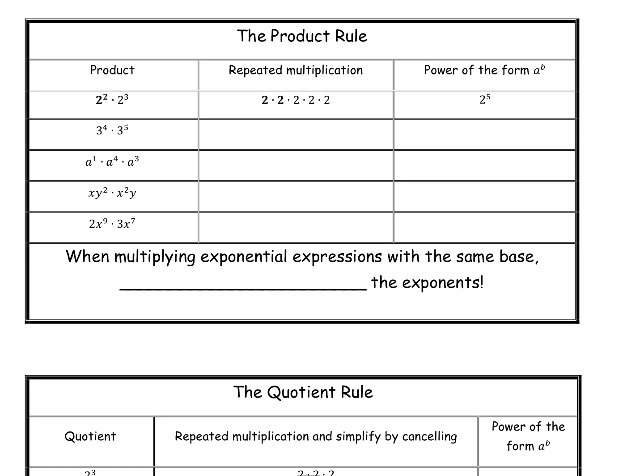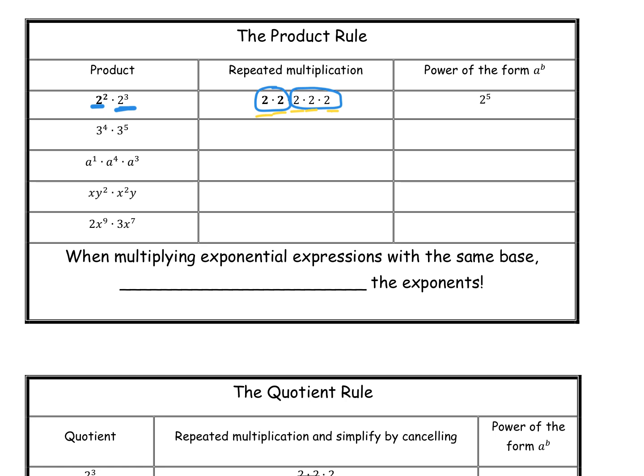So on this first example, we have 2 squared times 2 to the third power. So you can see we've written out 2 squared, 2 times 2, and 2 times 2 times 2, which is 2 to the third power. And when we count these, we have 1, 2, 3, 4, 5. So over here, I can simplify that and write 2 to the 5th power, like we did with some of our numbers yesterday.